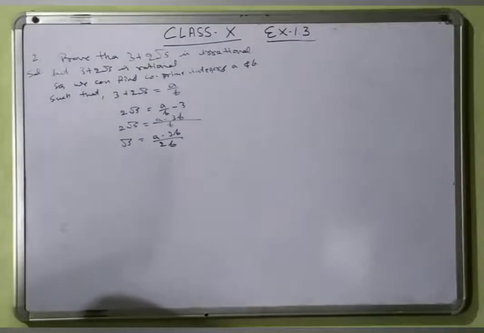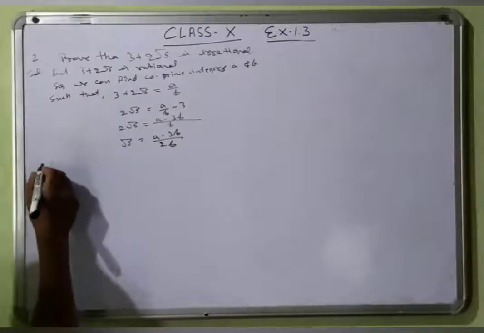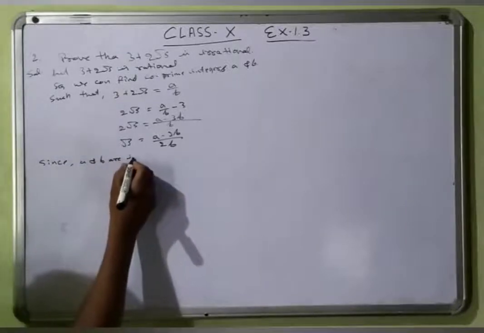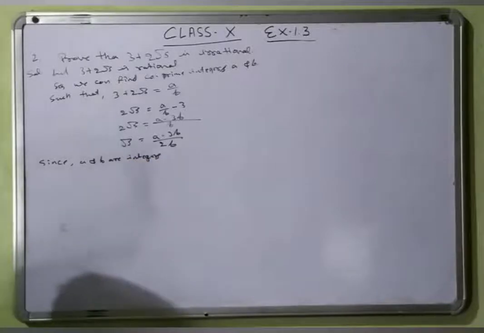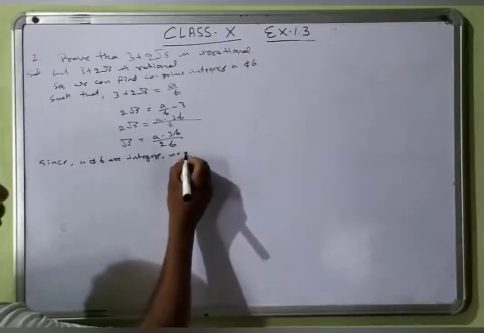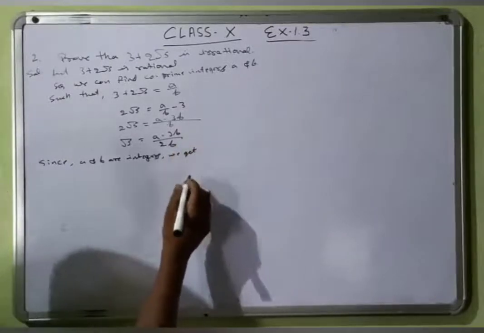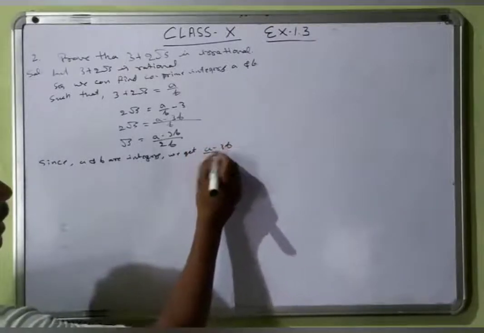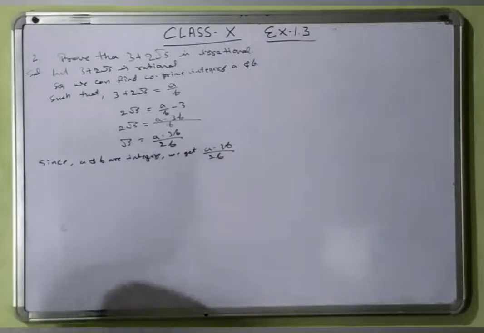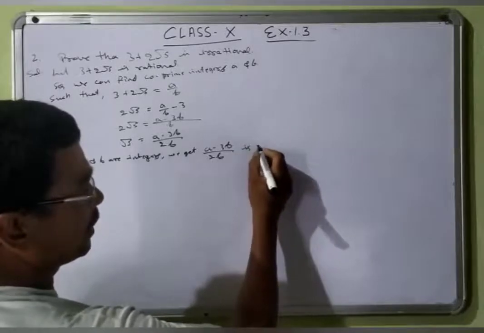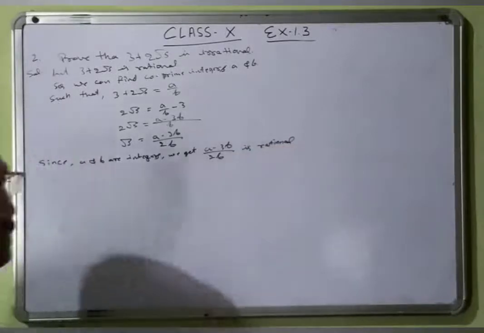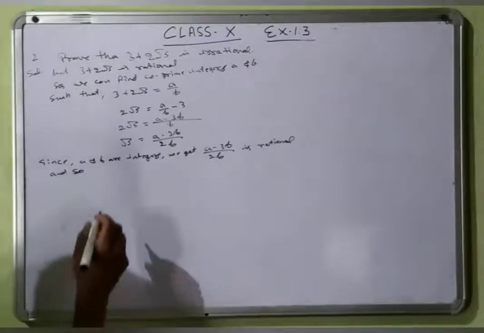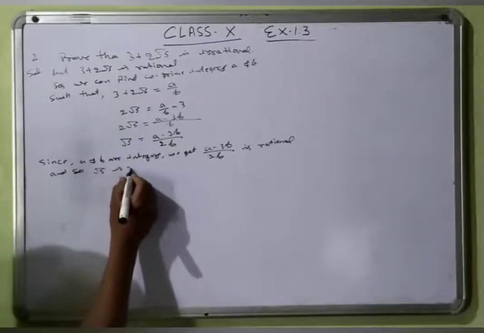Next, a and b are integers. Since a and b are integers, we get a minus 3b upon 2b is rational, and so root 5 is rational.